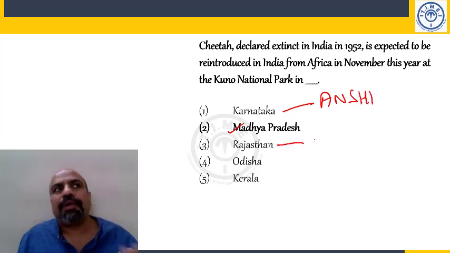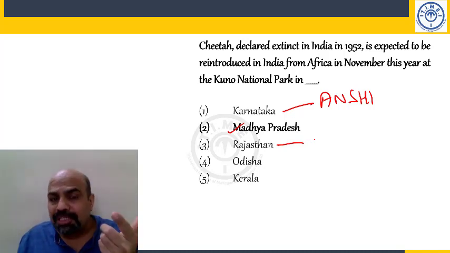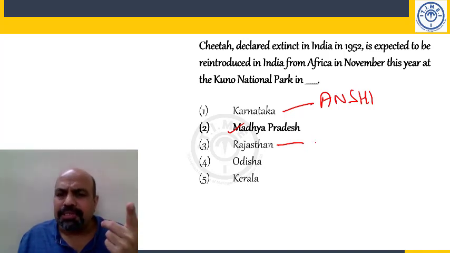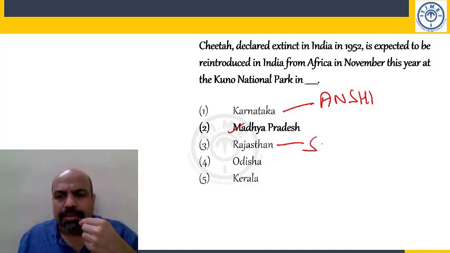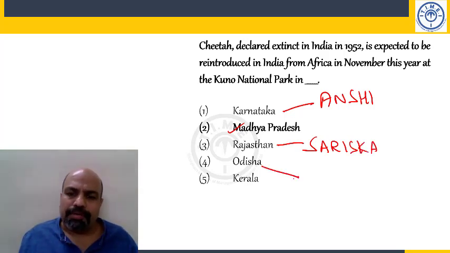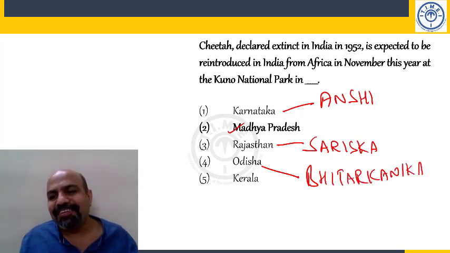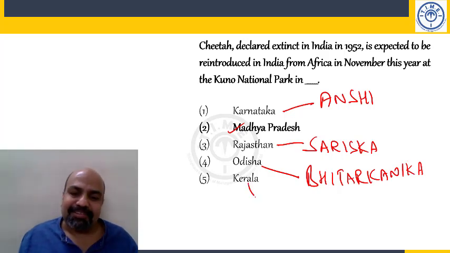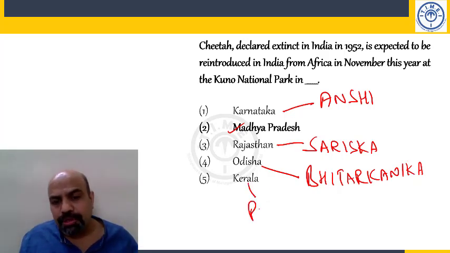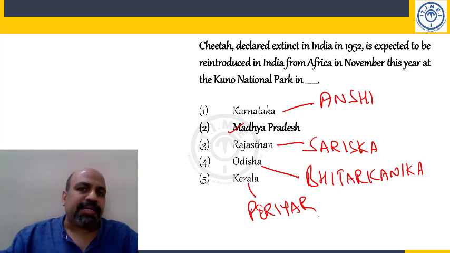Rajasthan, plenty of national parks. Ranthambore National Park. You have the Keeladeo National Park, Desert National Park. One you write is Sariska. Odisha, you have Simlipal, but you can write Bhitarkanika. So I'm giving you 2 or 3 everywhere, isn't it? Kerala, you have Silent Valley National Park, but you could also write Periyar.